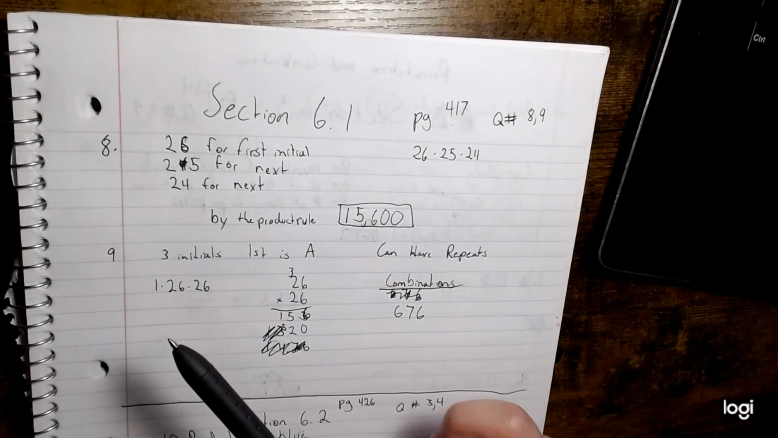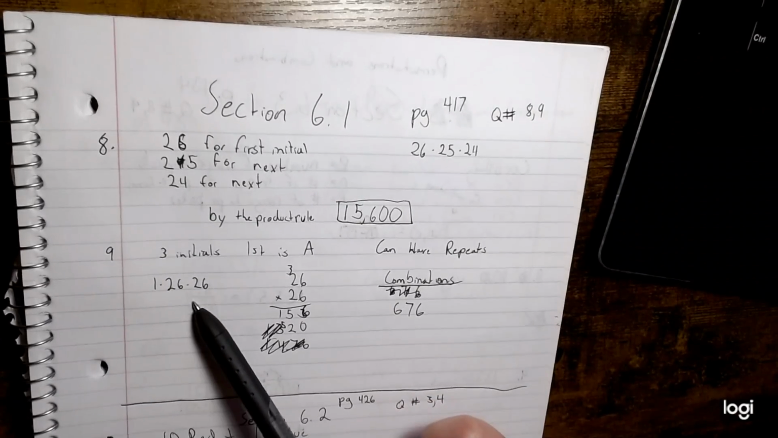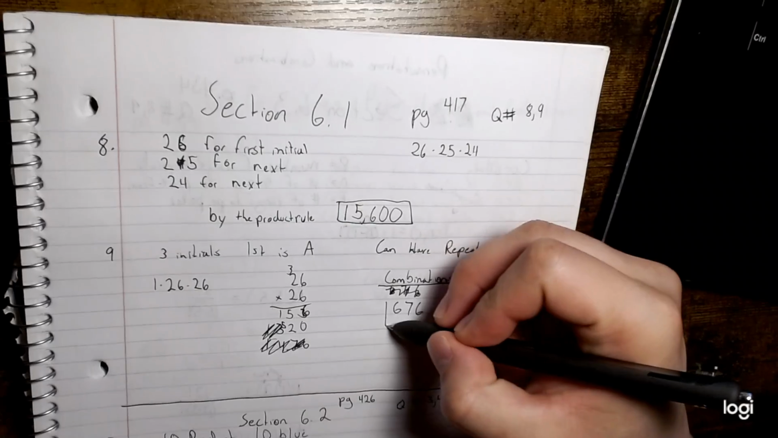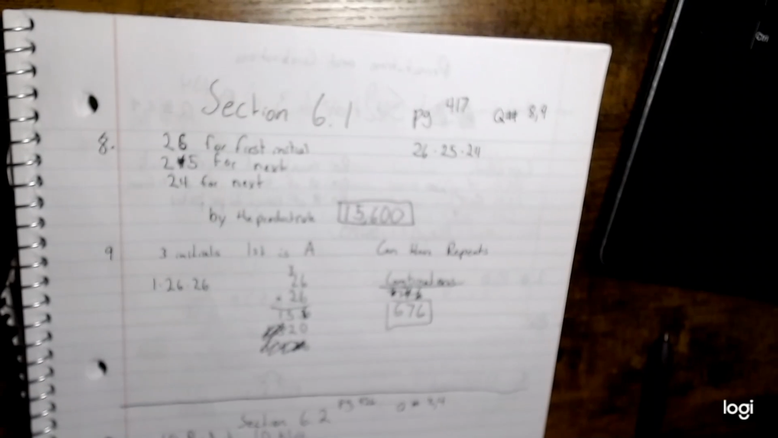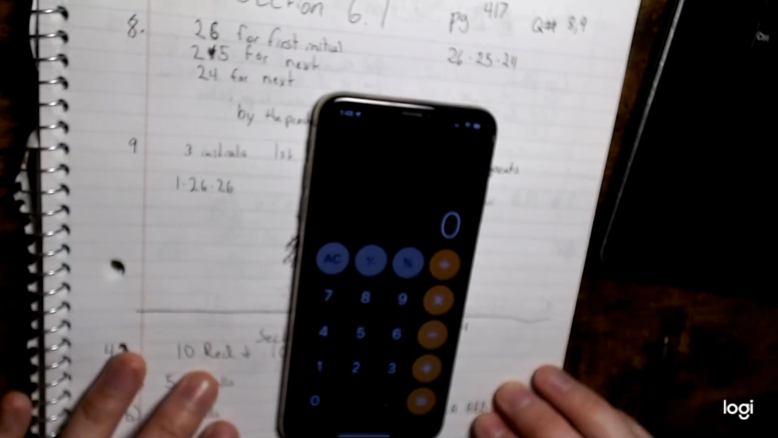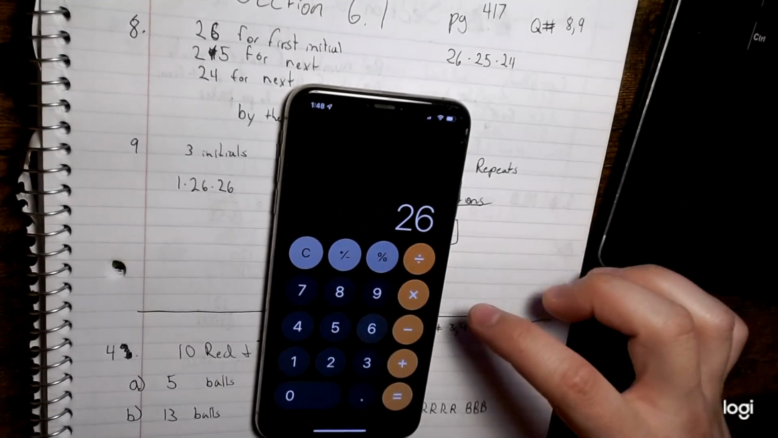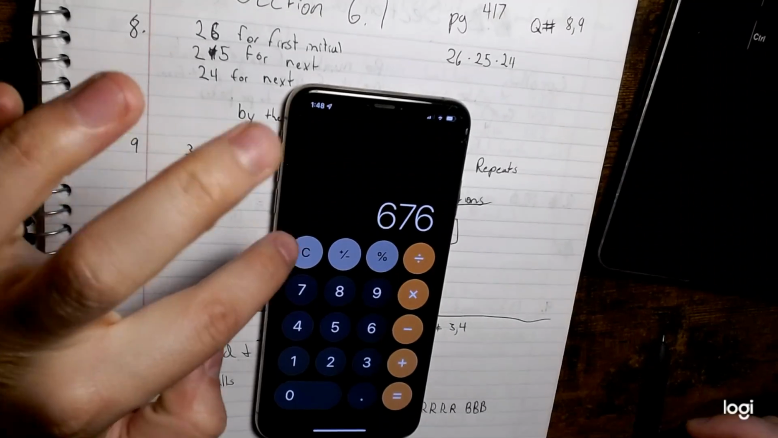So there we have it by the product rule again. If we multiply these, 1 times 26 times 26, we get a total of 676, which you see here. If you don't quite believe me, I'll do a quick calculation to show you. So pull out the handy dandy calculator. Hope you guys can see that. So 1 times 26 times 26 equals 676. So as we can see, that is correct.